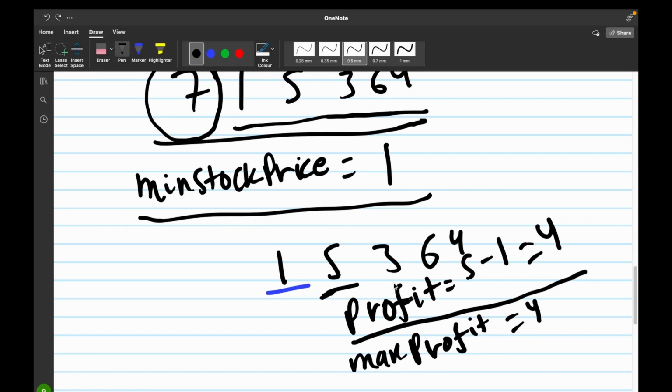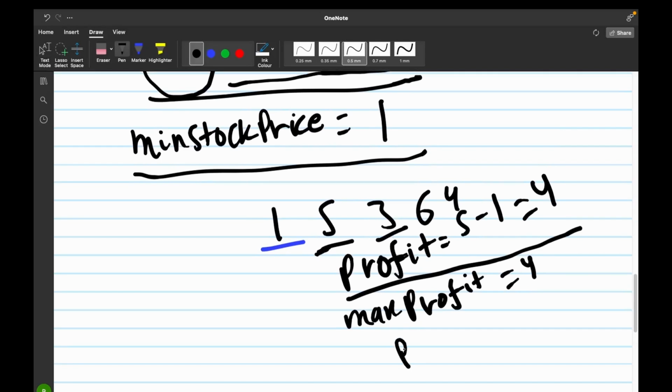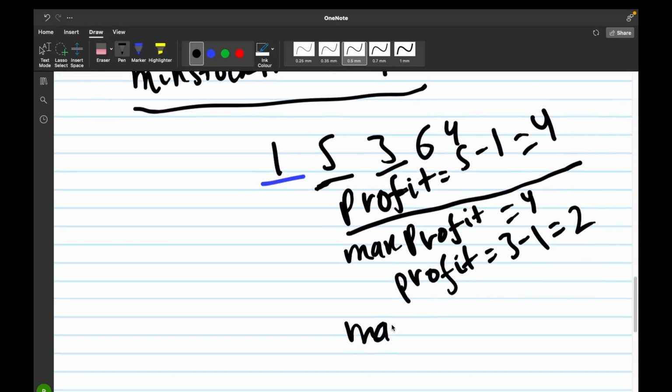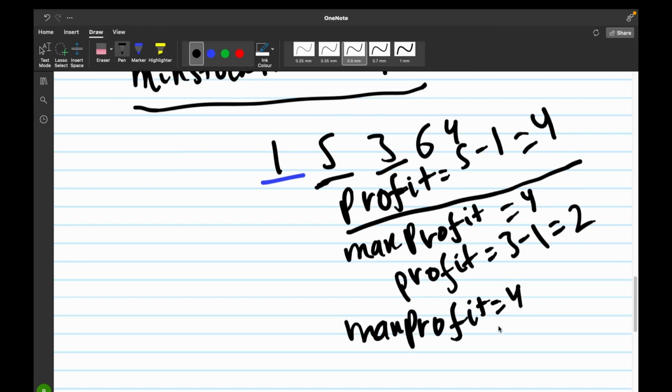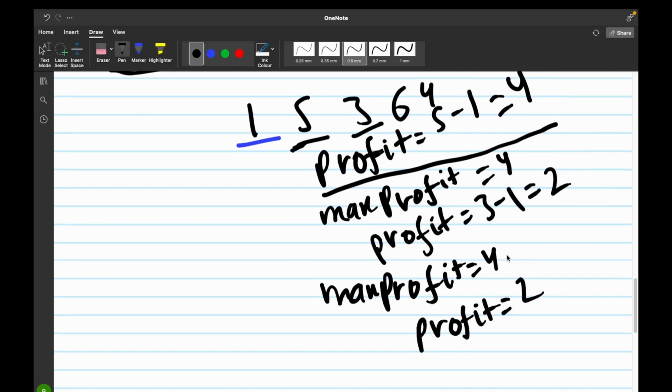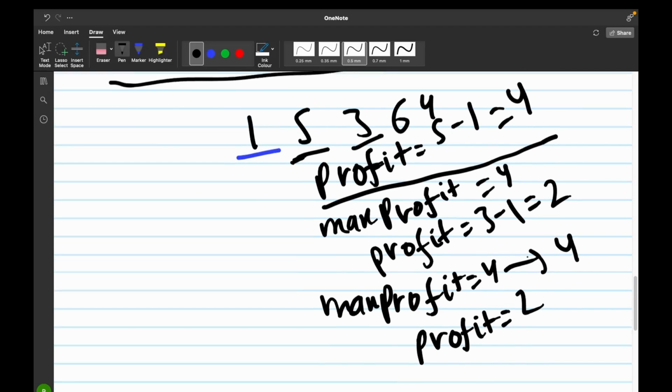Now we would go to the third element. This is a price which is greater than the minimum stock price, so we would again calculate the profit to be 3 minus 1, that is equal to 2, and compare it with max profit. Max profit is currently equal to 4 and profit is equal to 2, so it would remain 4 only, it will not update to 2.